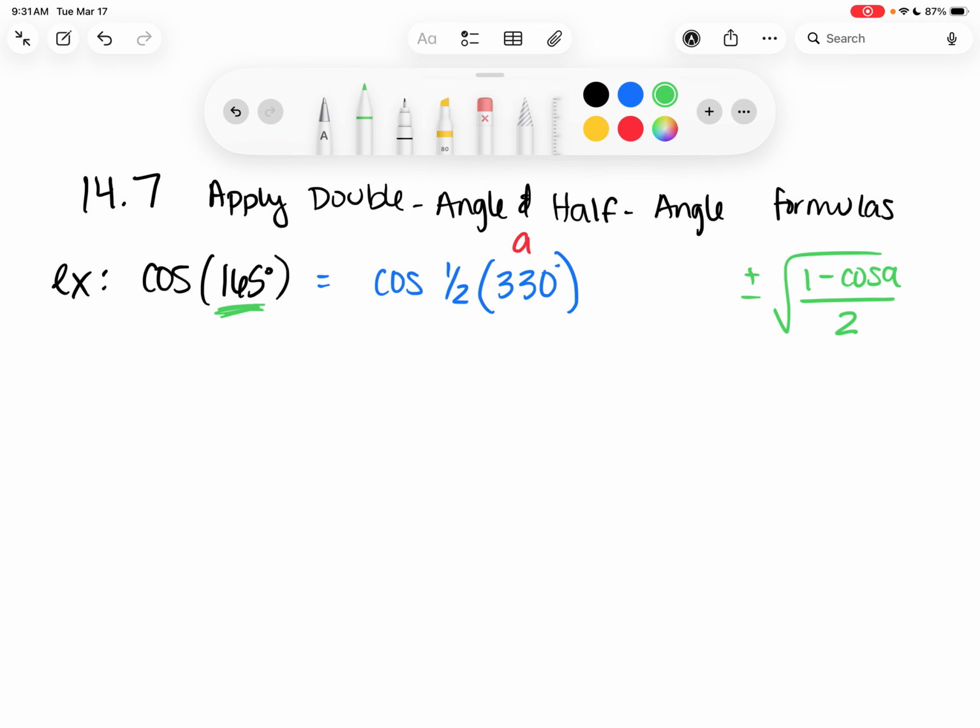Negative. Okay, over here on the left-hand side, 165 is over here. The x values are negative, so that means that I'm going to be using the negative one in this situation.